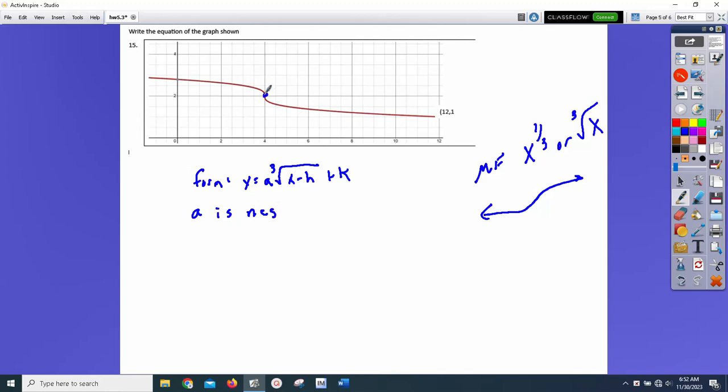And here is where I'm going to get h and k. Looks to me like I'm at 4, 2. X is 4, y is 2, for those of you with dyslexia. So I can plug that in. And while I know a is negative, what is the value?